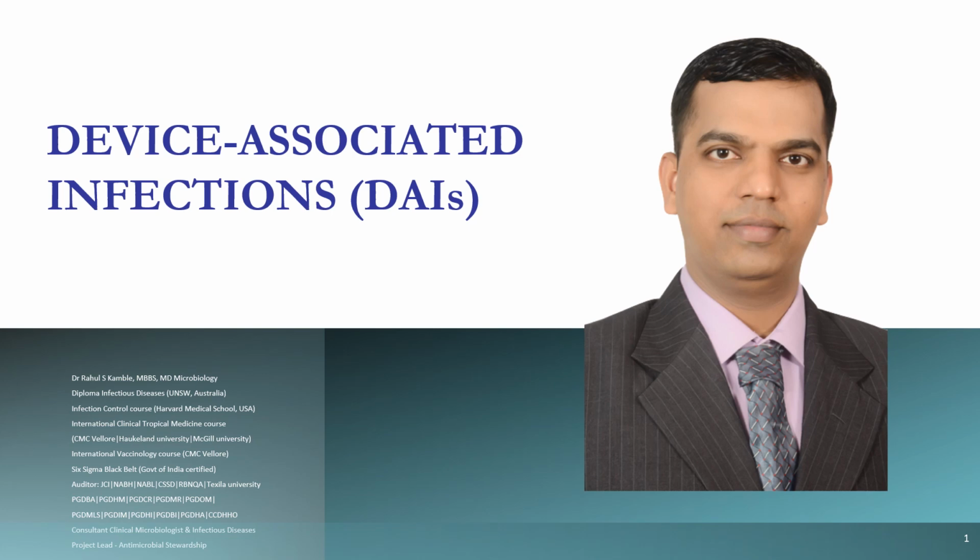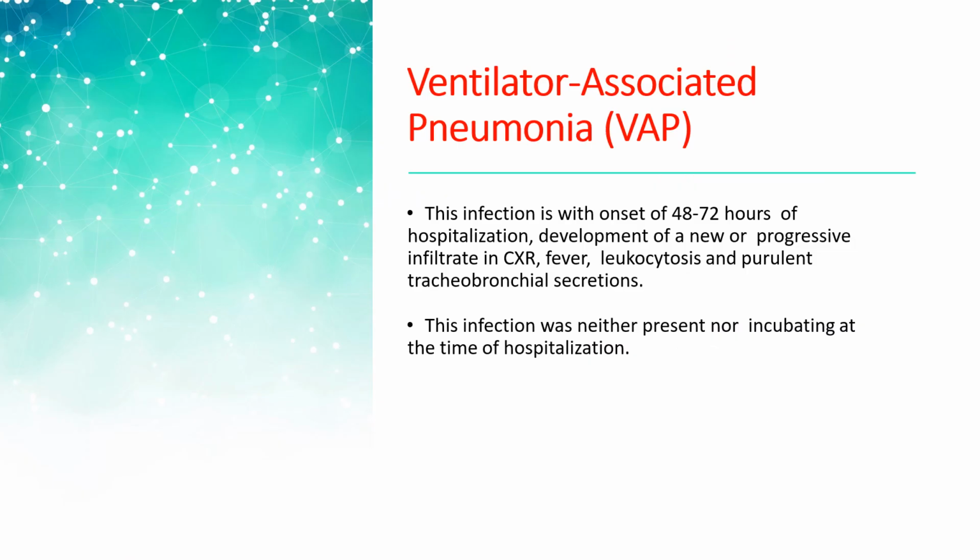Learn about healthcare facility infections. We'll start with ventilator associated pneumonia. Ventilator associated pneumonia is an infection which occurs within a set of 40 to 72 hours of hospitalization, with development of new or progressive infiltrates in chest X-ray, fever, leukocytosis, and purulent tracheobronchial secretions. This infection was neither present nor incubating at the time of hospitalization.